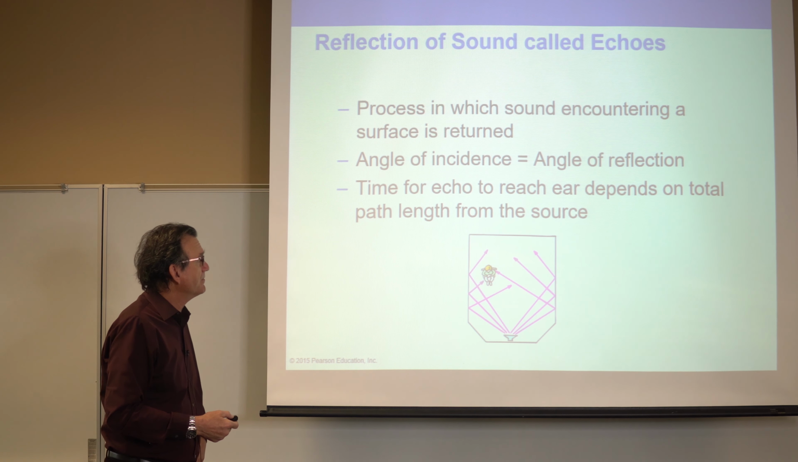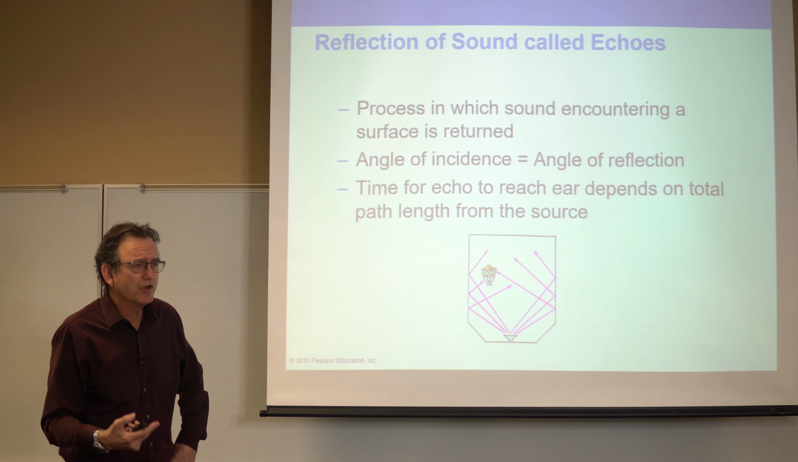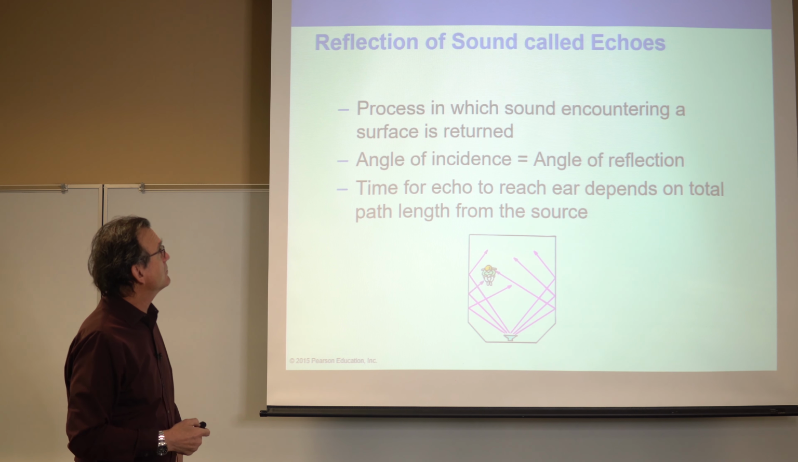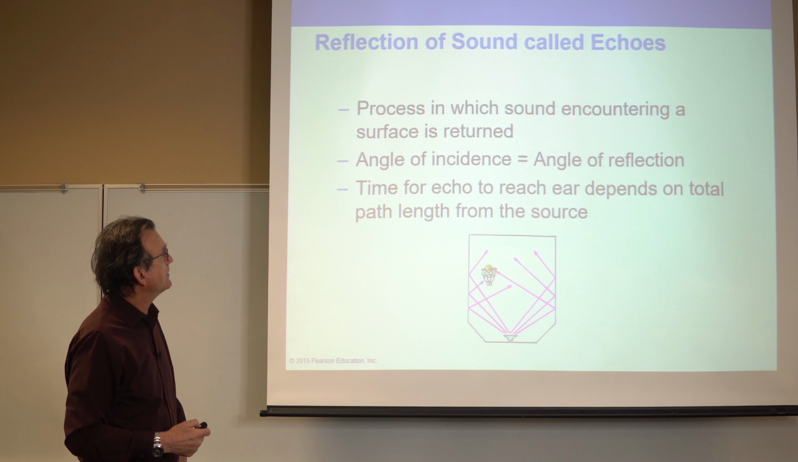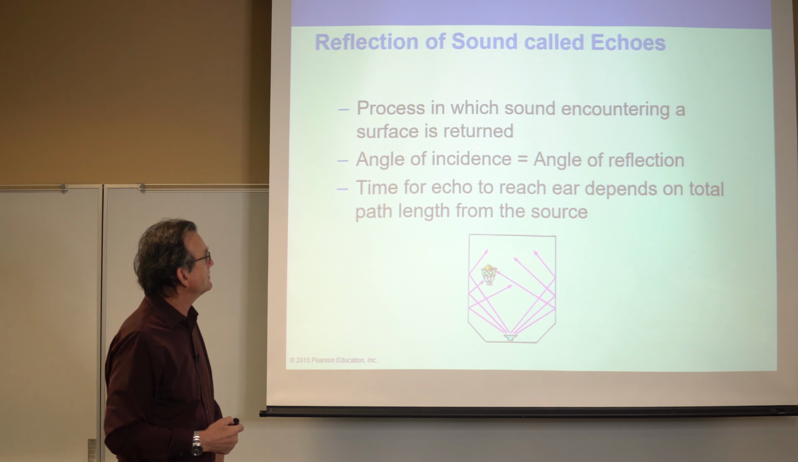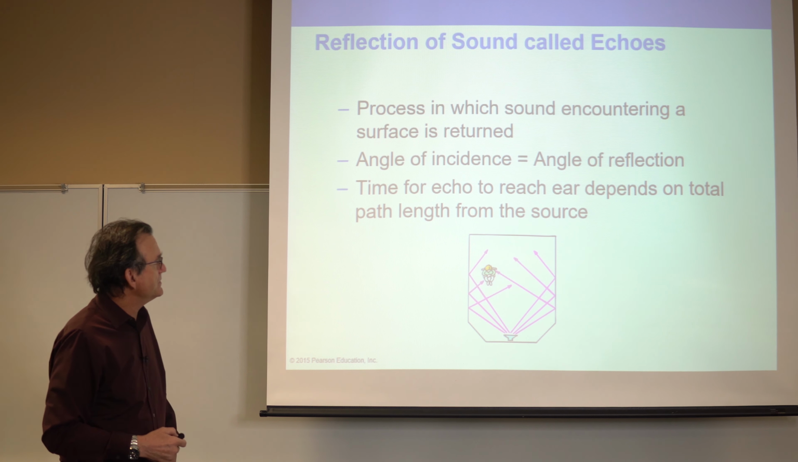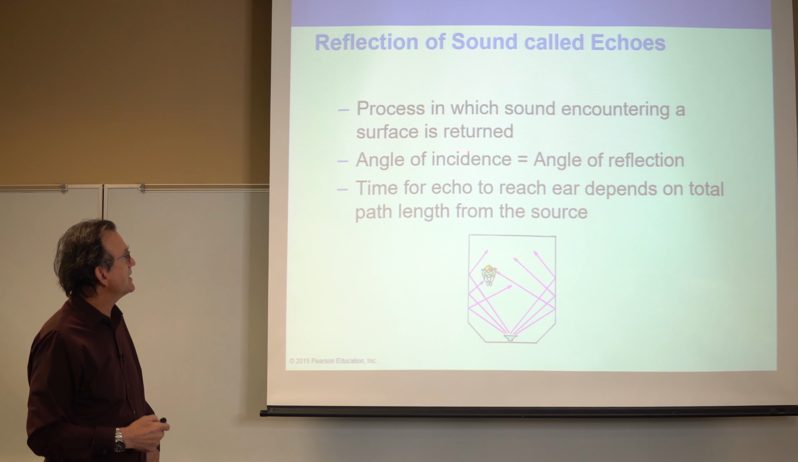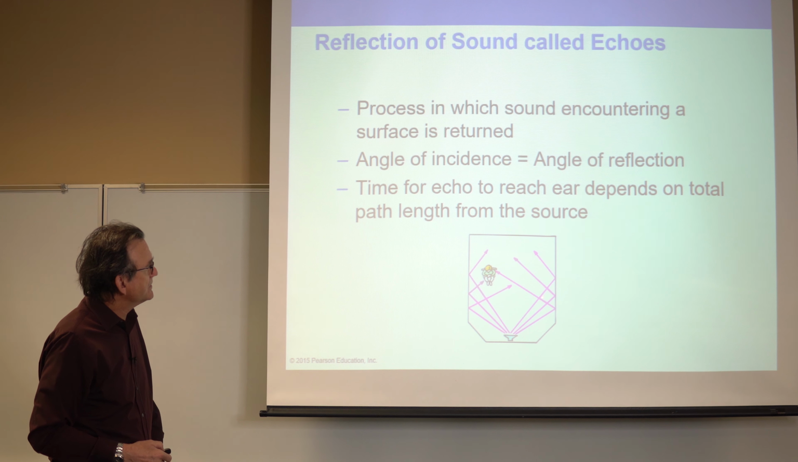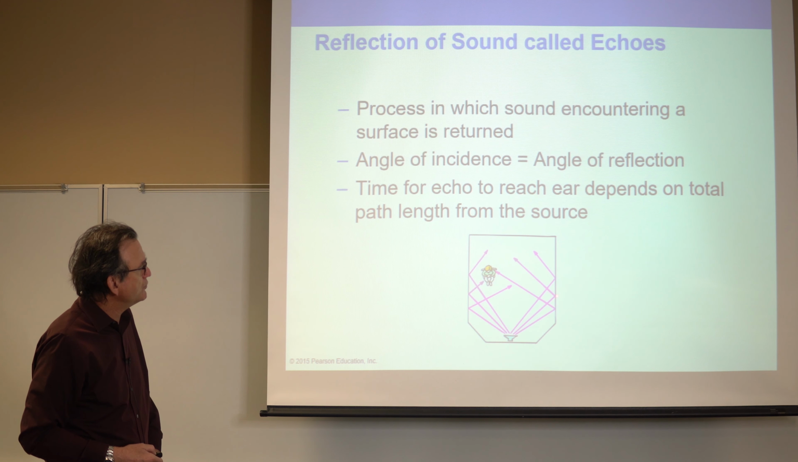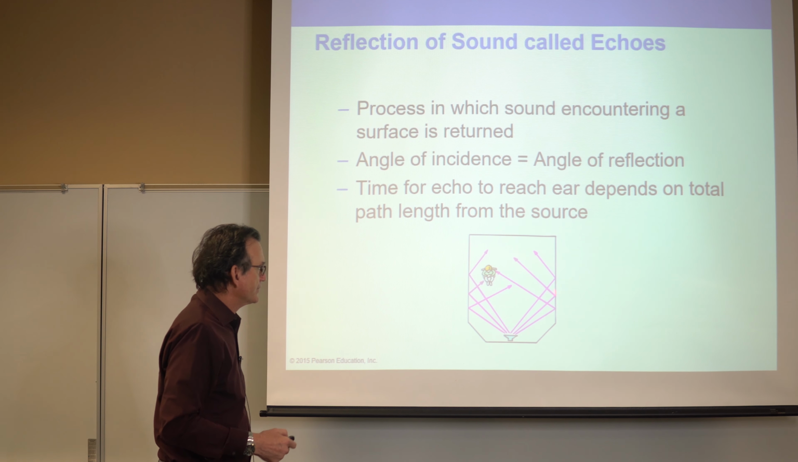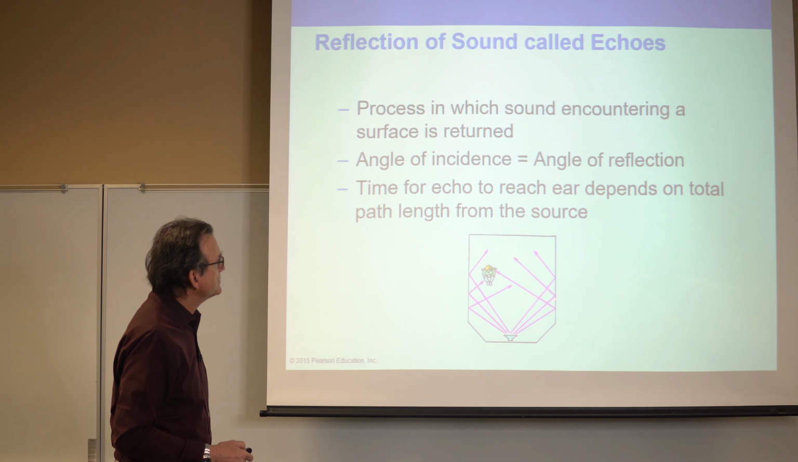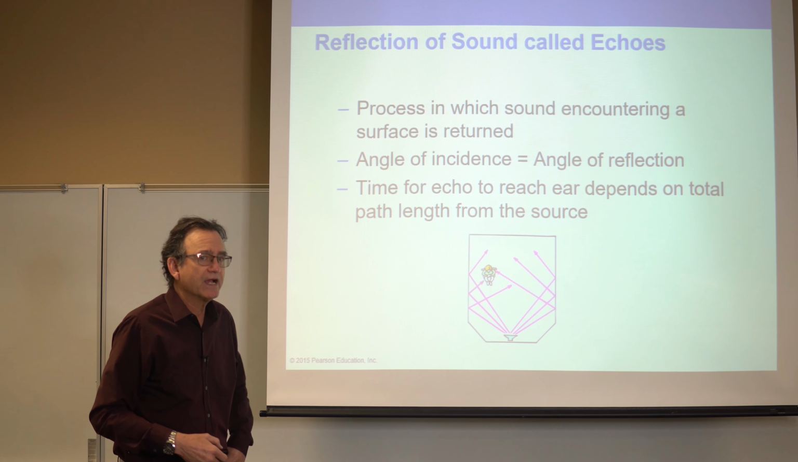Now, another phenomenon that we will learn a little bit about is the reflection of sound waves that are called echo. Echoes are a process in which sound encountering a surface is reflected or returned. And one of the properties of echoes is that the angle of incidence of the sound wave onto a surface, relative to the surface that you see right here, is equal to the angle of reflection. So when sound waves hit a wall, it acts like a mirror.